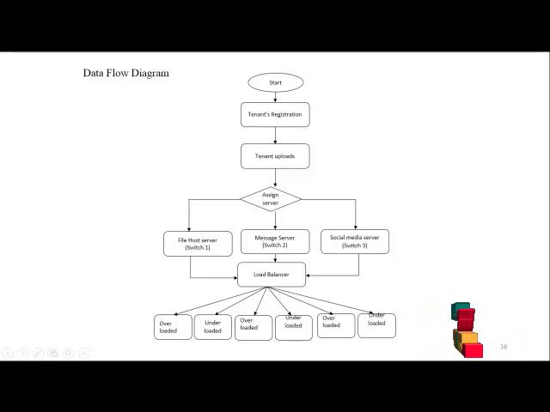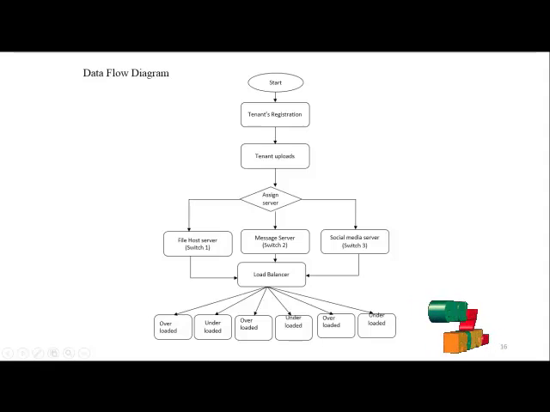Then the cloud, after receiving the upload, will decide which server to send it to. There are multiple switches in the cloud server, like switch 1, switch 2, switch 3. The switches have different servers like file host server, message server, and social media servers. Based on the type of upload, it will be allocated to the specific server.